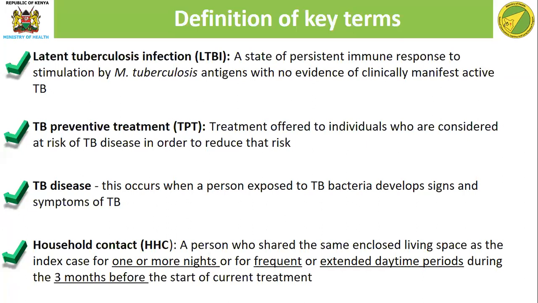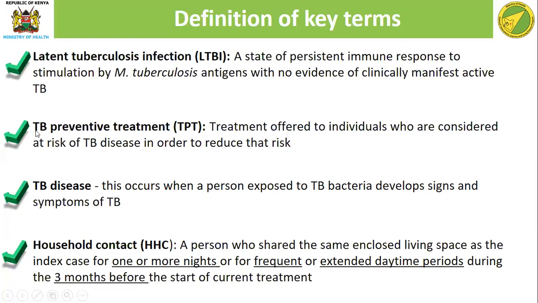But when your immunity goes down, then you're likely to start manifesting the signs and symptoms. The bacteria will be replicating and alive in your body, and now you move to a stage that is called TB disease. So TB disease occurs when the person exposed to TB bacteria develops the signs and symptoms of tuberculosis.